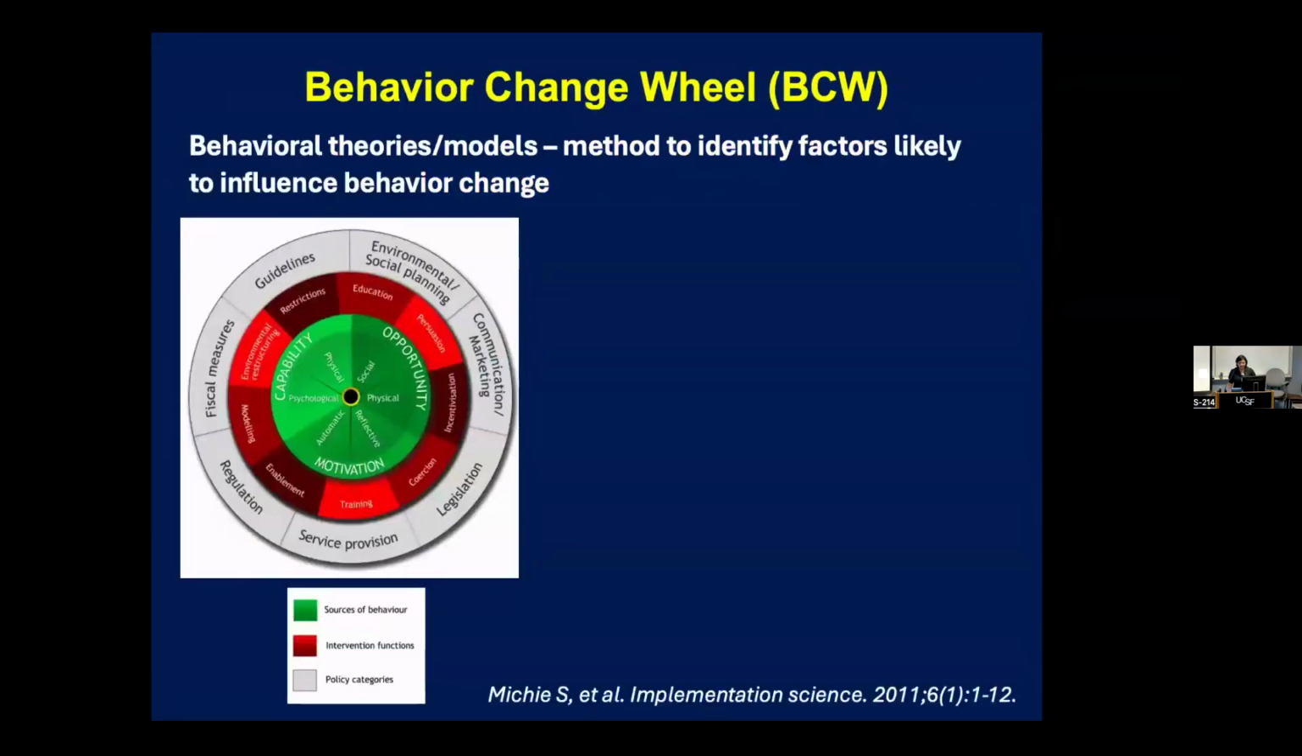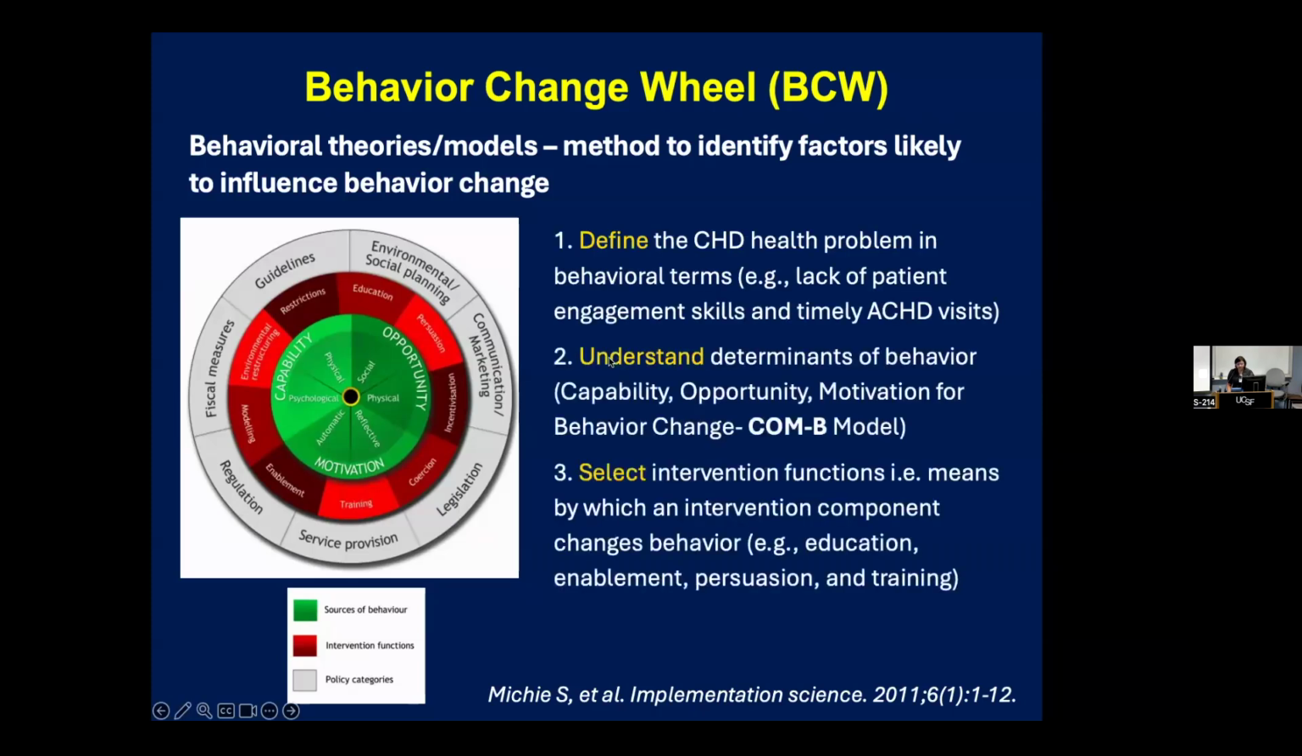The behavioral theories or models are scientifically proven methods to identify factors that are likely to influence any change in behavior. The behavioral change wheel, in particular, combines a lot of theories of behavior change and is a systematic approach to understand how a behavior can be changed. It also helps design effective interventions. It has 3 core components at its center called capability, opportunity, and motivation, all of which interact to influence a change in behavior. Now, we used the behavior change wheel framework to define the CHD health problem in behavioral terms.